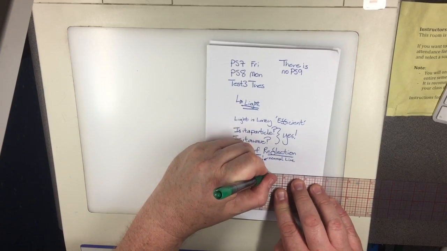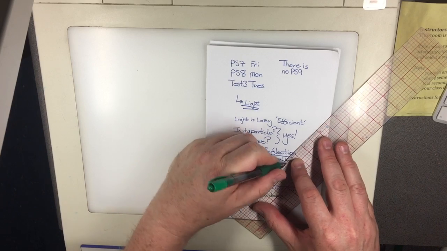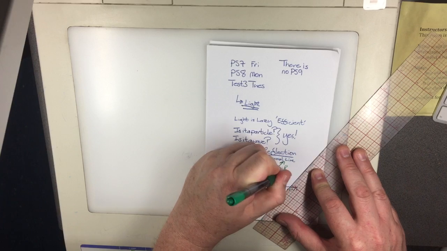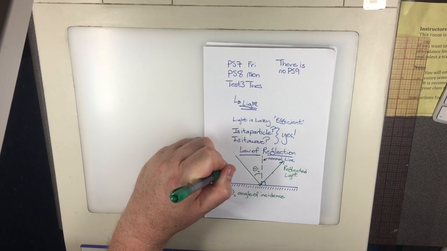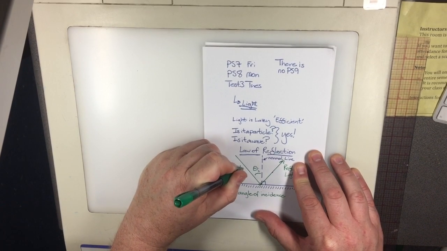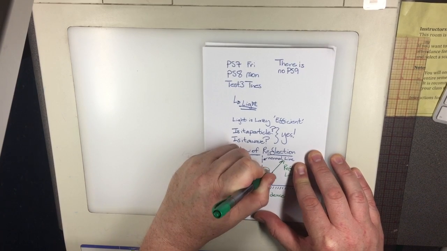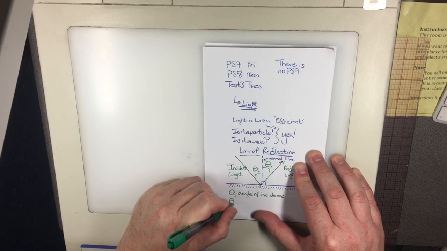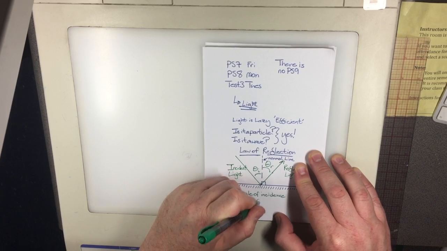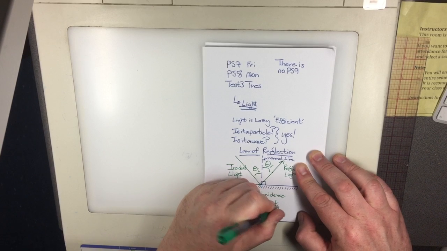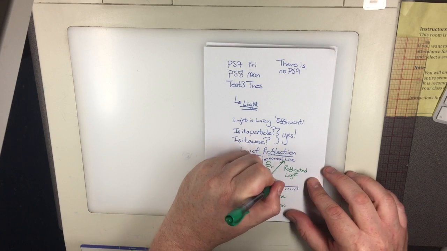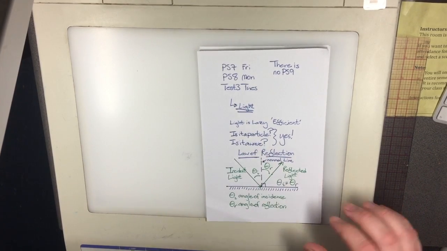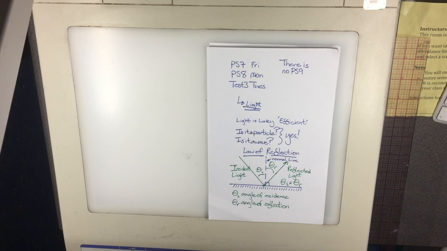And then what happens is, this is not to scale or exact. Actually, I can kind of cheat right here. This is the reflected light. This is the incident light. And then that is the angle of reflection. So the angle of incidence and the angle of reflection, in the law of reflection, theta I is equal to theta R.